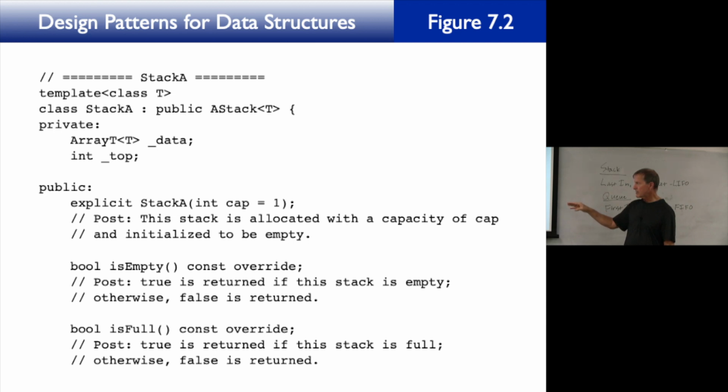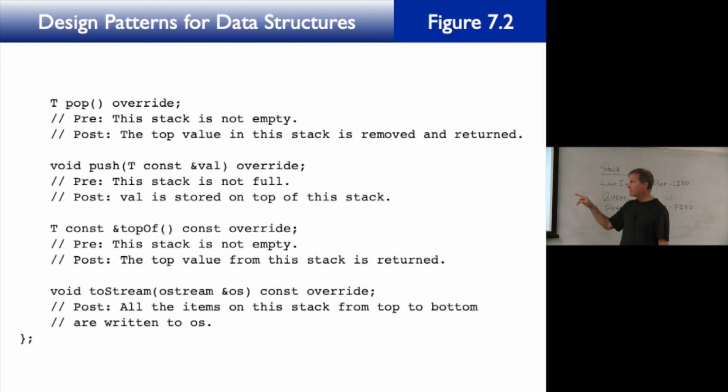We have bool isEmpty. Postcondition: true is returned if the stack is empty, otherwise false is returned. isFull, just like we would expect. Pop, precondition: this stack is not empty. So, by the way, we tried to push onto a full stack. What would happen if we popped from an empty one? You can't. So that's a precondition violation. So the top value is removed and returned as the postcondition.